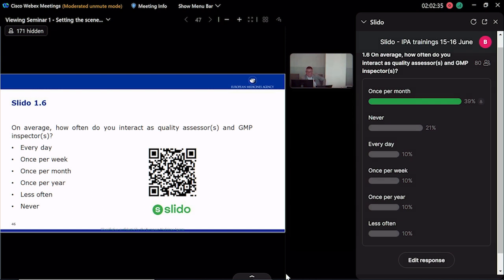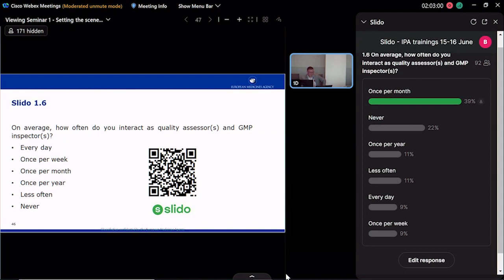So thanks for your replies. I think this is very interesting. So we have around 40% saying once per month is the average. We have around 20% saying never. 11% once per year, 11% less often. And we have 20% basically saying every day or every week.